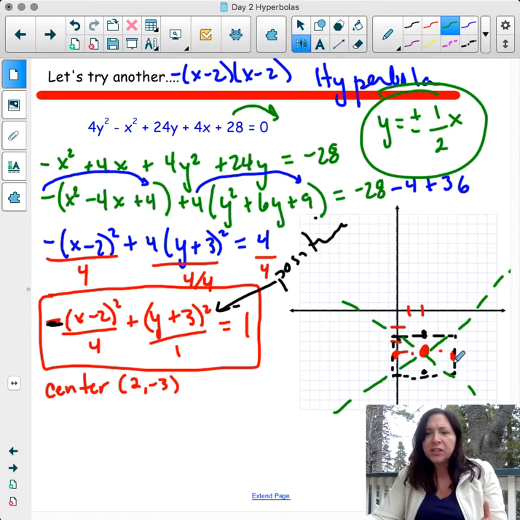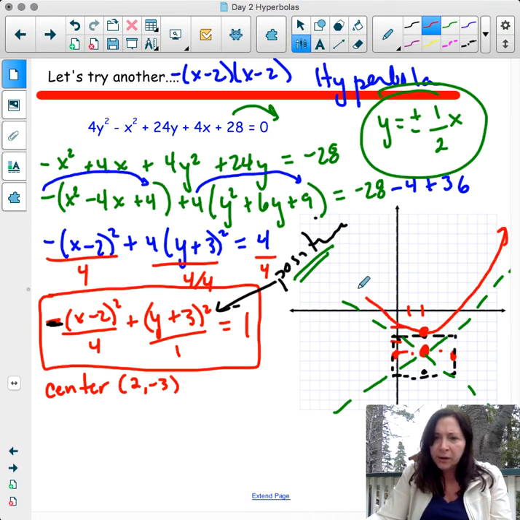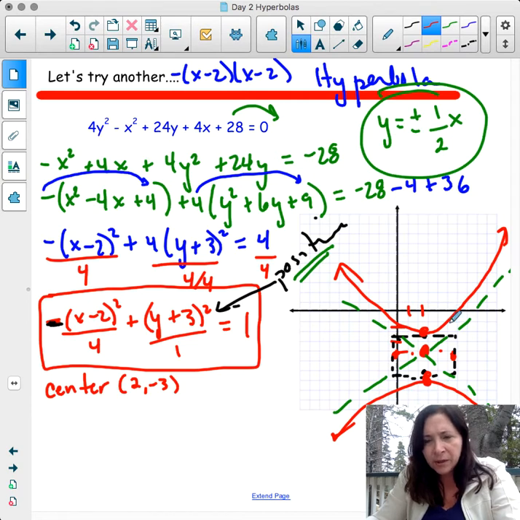And the biggest question that you should have is, which axis are my arcs on? And it's always going to be on the positive axis. So because y is positive, there's my vertice. It's going to follow the vertice from here to here, like that. It's going to follow my asymptotes like that. And so there's my hyperbola. The hyperbola is just this red arc here and here.